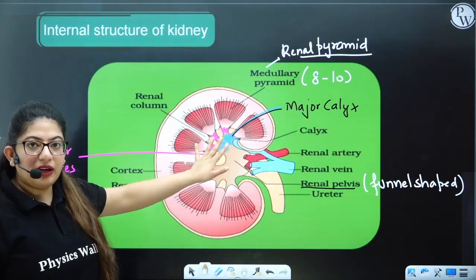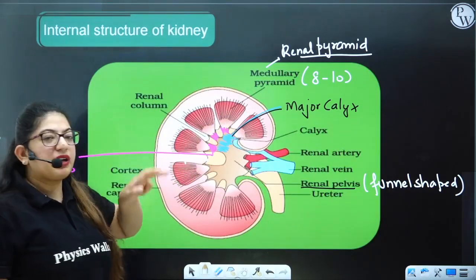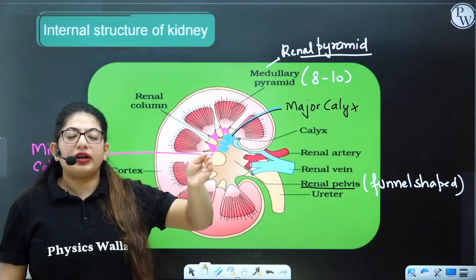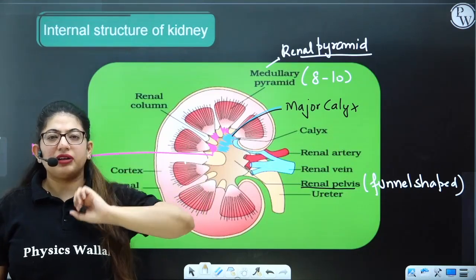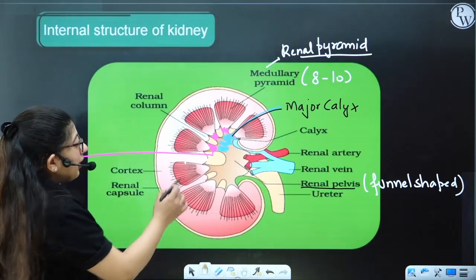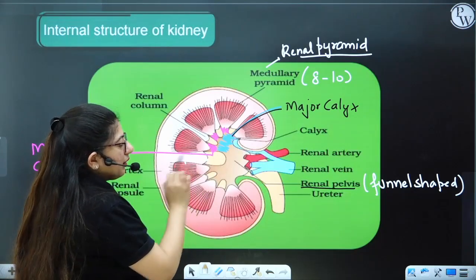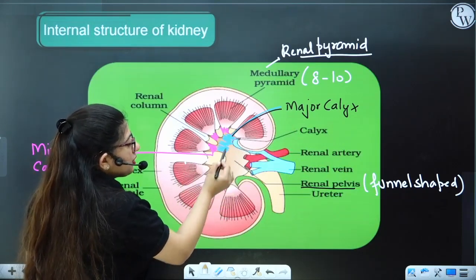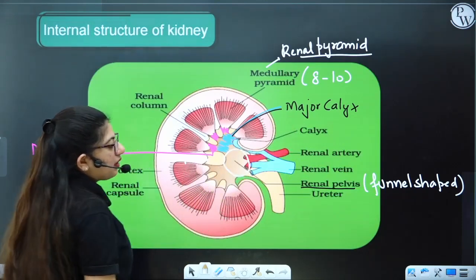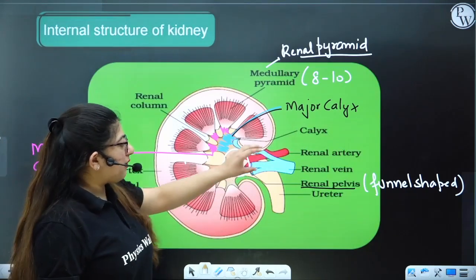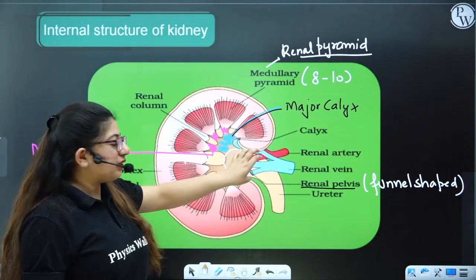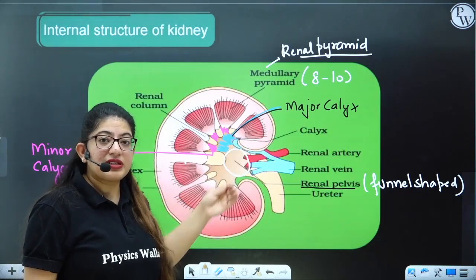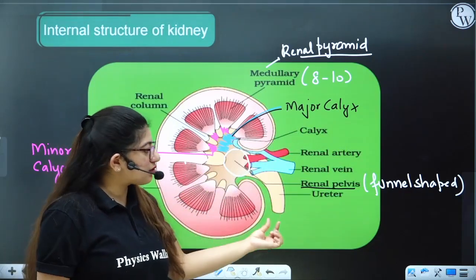Inner is medulla. In medulla, we have these pyramids. The pyramids are only a little part in the cortex, mostly in the medulla. Then it opens into a tube known as minor calyx. Minor calyx opens into a larger tube known as major calyx. And all these major calyx open into this area known as renal pelvis. And renal pelvis then opens outside here in the hilum, from where the blood vessels are coming and going out, and ureter is also coming out.